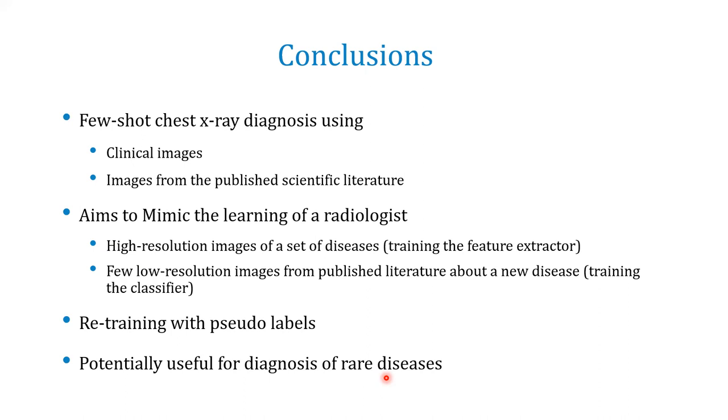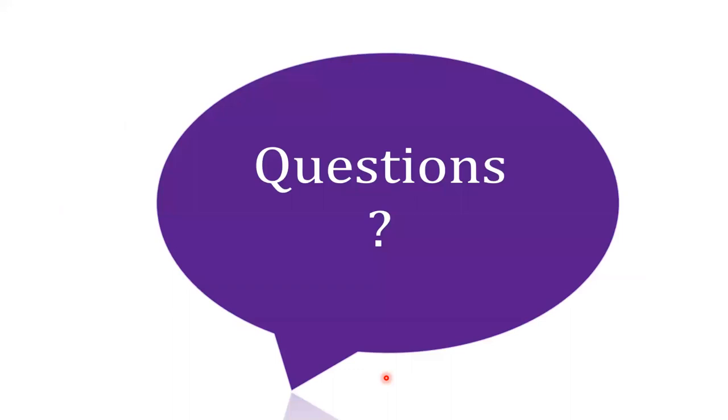So this is one of the first methods that attempts to use few-shot learning for chest X-ray diagnosis, although our results are not as good as fully supervised methods with a lot of training data. However, if this kind of method can be improved further down the line, it can be used for rare disease diagnosis where we have less training data for training a deep learning model. So that's it about my presentation. If you have any questions, you may please ask.